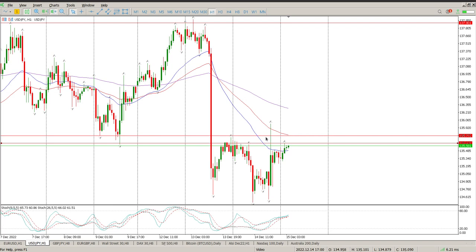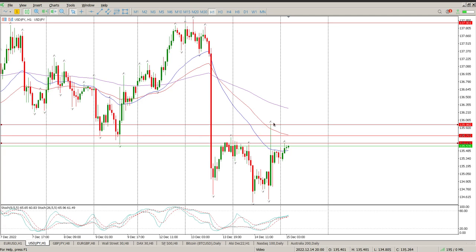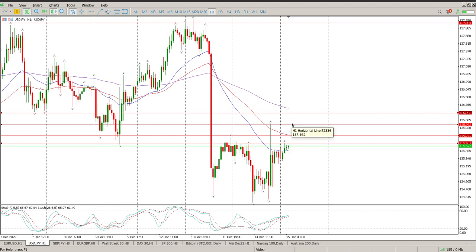Was rejected yesterday. The question is whether it's going to be rejected again. We could add a third level here over there. So you can see that was also tested. So add the fourth level in, which is that one there. So what we're looking for is a pullback to either 135.772 or alternatively 135.892 and lastly 136.200. So pullback, looking for a rejection off there for a move down.